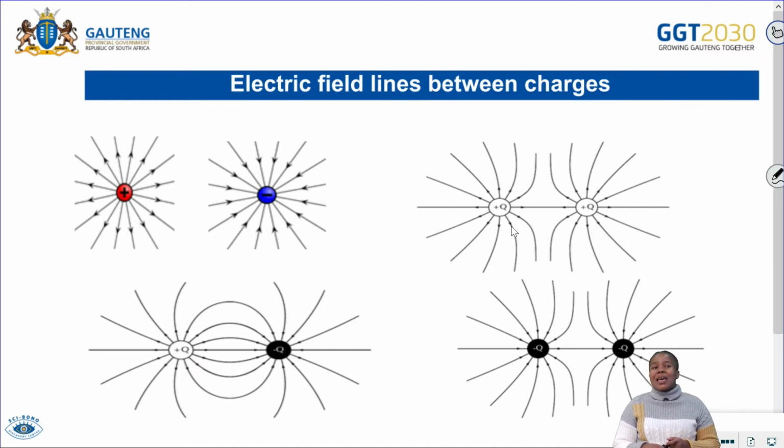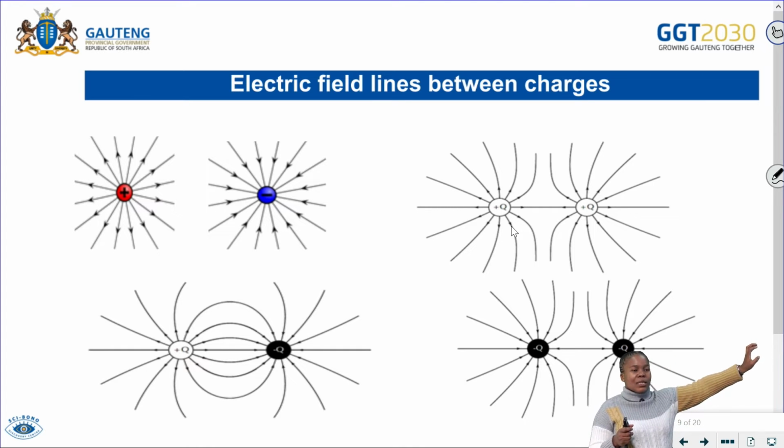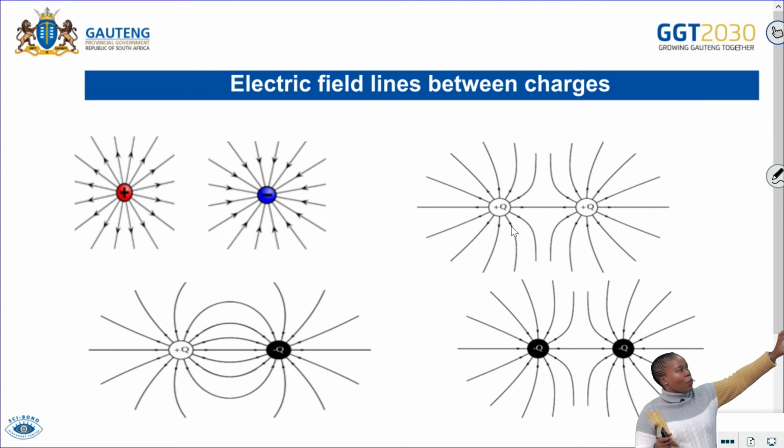Now let's take a look at these electric field lines that we keep referring to. We're giving you different circumstances. Let's look at the first one. We have a positive charge alone. You can see that the electric field lines are pointing away from the positive charge itself. And here on the blue one, we have a negative charge, so they're pointing towards it. Those are just point charges all alone.